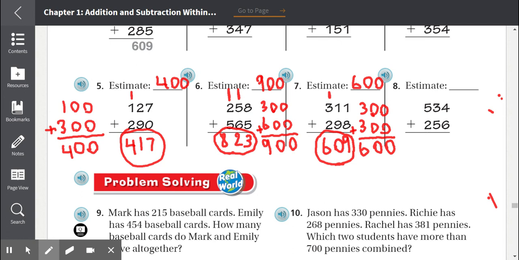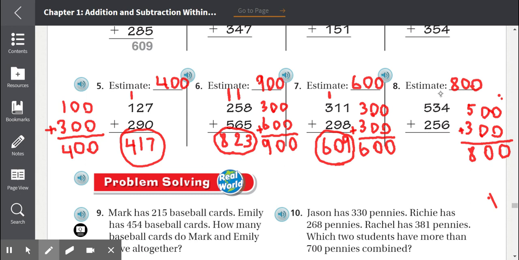Number 8, we start by estimating. 534 is between 500 and 600, but it is closer to 500. 256 is between 200 and 300, but it is closer to 300. So we add the ones place. 0 plus 0 is 0. 0 plus 0 in the tens place is 0. And we add the hundreds place. 5 plus 3 equals 8. So our estimate is 800. So our answer should be close to 800.